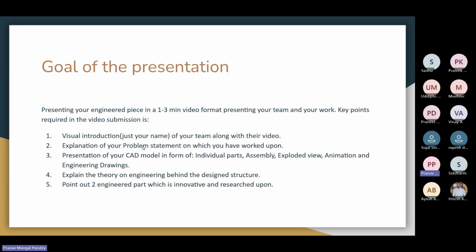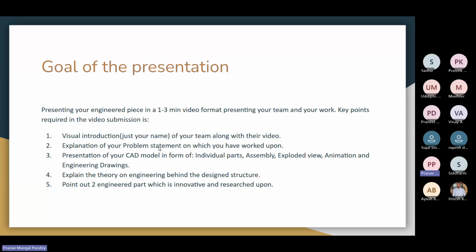Okay? We have to keep the video length between 1 to 3 minutes. Your team members' names should be there, who all have worked upon it, and their videos should be there. After that, you can keep all the video on the screen, whatever you did, or maybe you can add some more parts from real camera shooting and all those things.